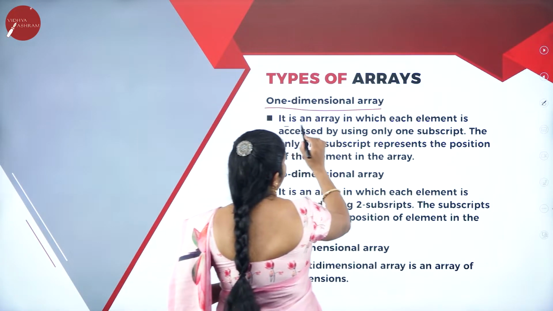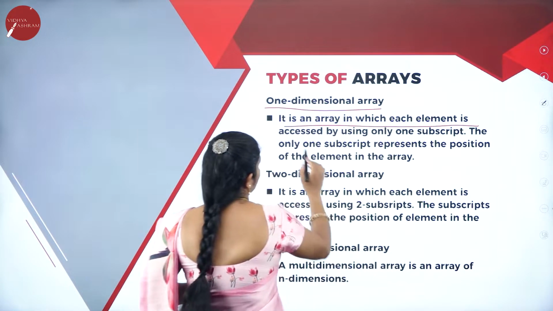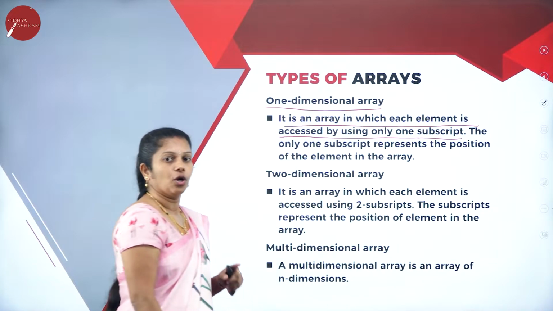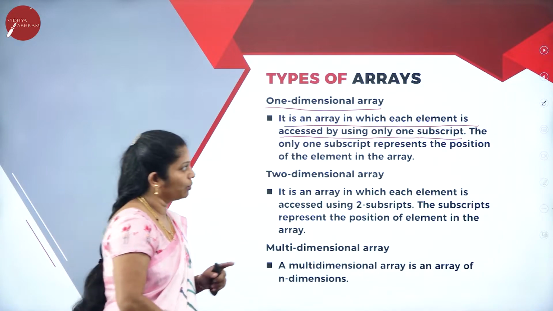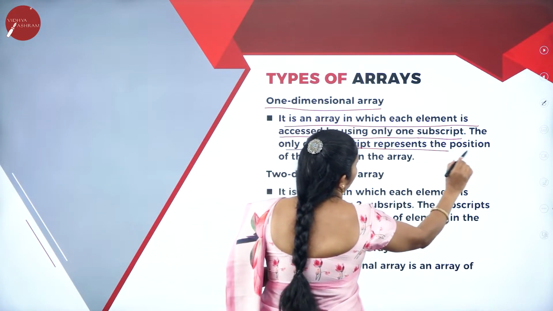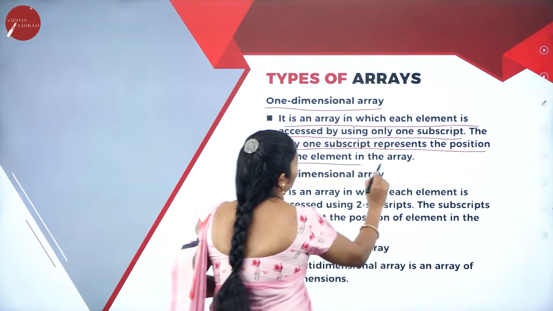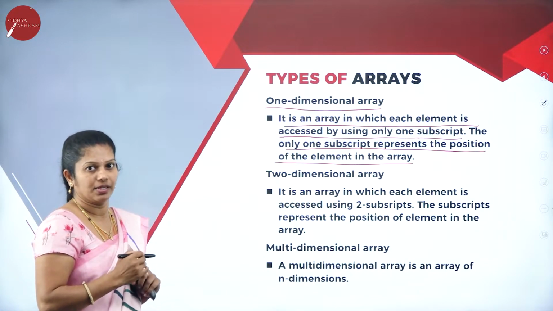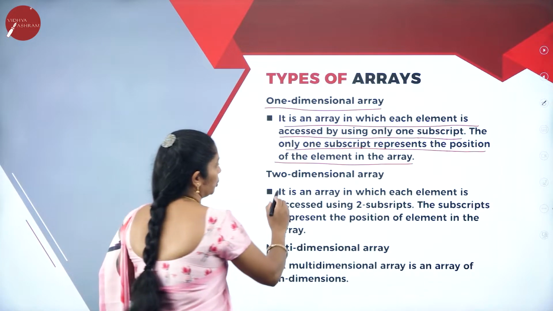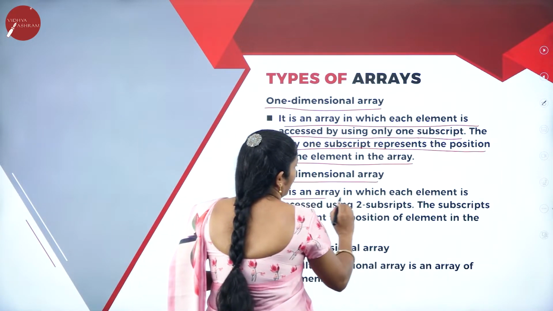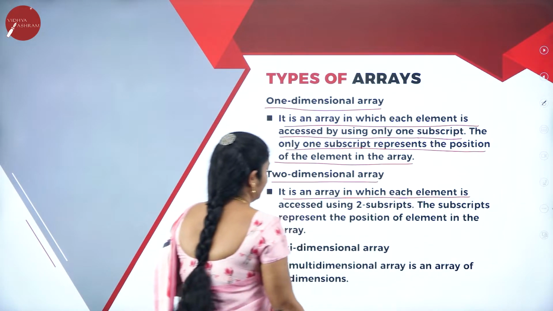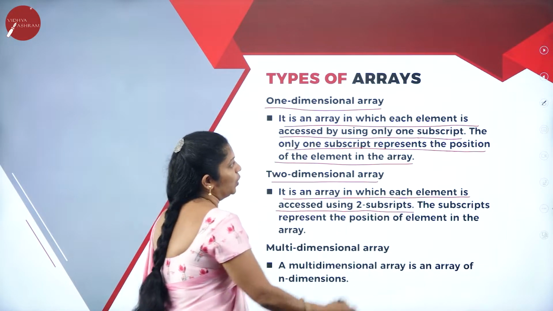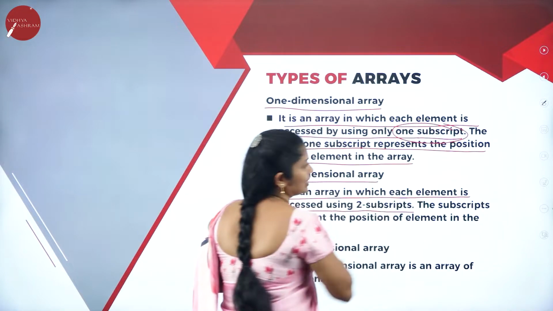It is an array in which each element is accessed by using one subscript. Only one subscript we have. The one subscript represents the position of the element in the array, exactly on which position the element is present. But when we come to a two-dimensional array, it is an array in which each element is accessed using two subscripts. Whereas here, only one subscript.